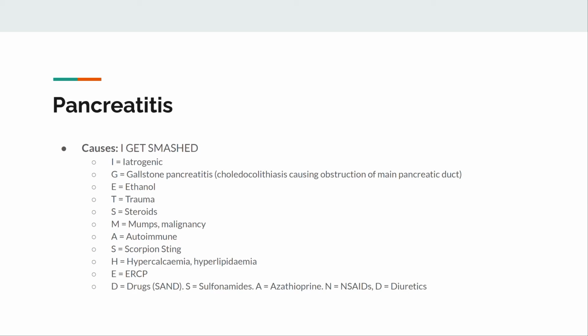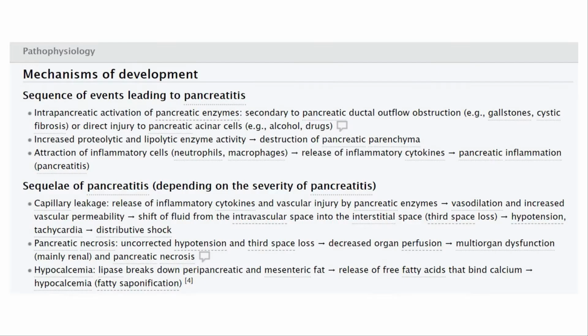So that's the causes of pancreatitis. The most common is gallstone pancreatitis, with alcohol being very close depending on what country you're in. What basically happens is the enzymes of the pancreas get activated inside the pancreas itself, either because it's blocked or it's just acutely inflamed. That damages the pancreas, and then you get an inflammatory response based on that damage. The pancreas gets more damaged.